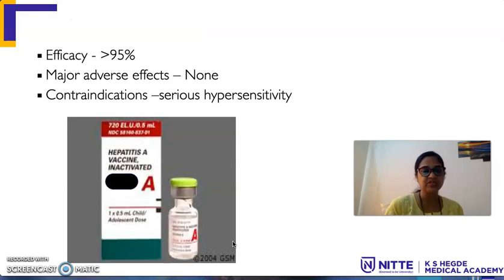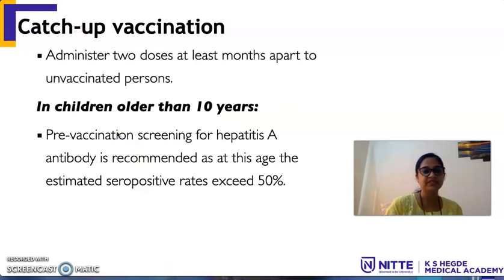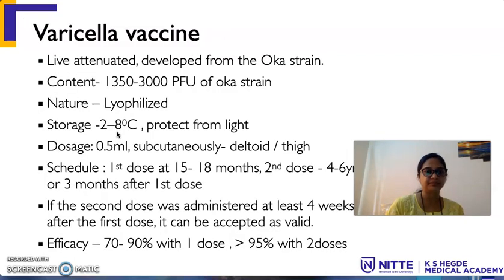Generally, it is very efficacious. The 2 doses will give us more than 95% protection. There are no major adverse effects seen. So this is the available vaccine with us, that is 720 units. Catch-up vaccination can be done as 2 doses, at least a few months apart, for those who are not vaccinated before. For children who are coming for the first time after 10 years, we first screen them with hepatitis A virus antibodies. If seropositivity is present, we need not vaccinate them, or else we need to vaccinate as recommended.